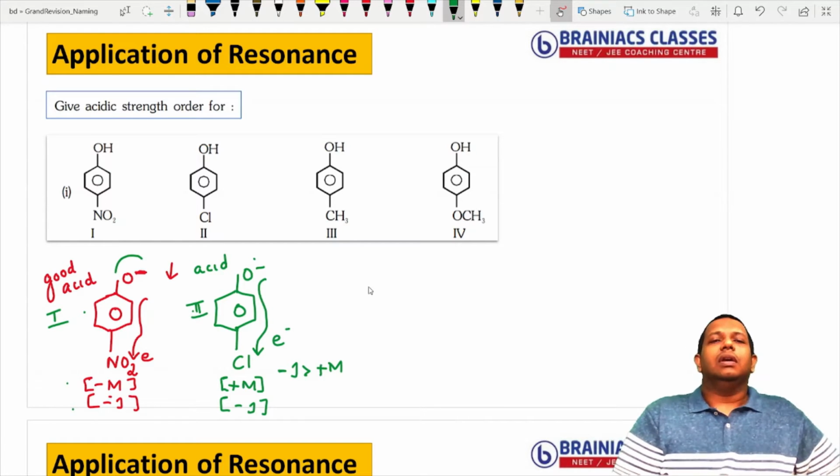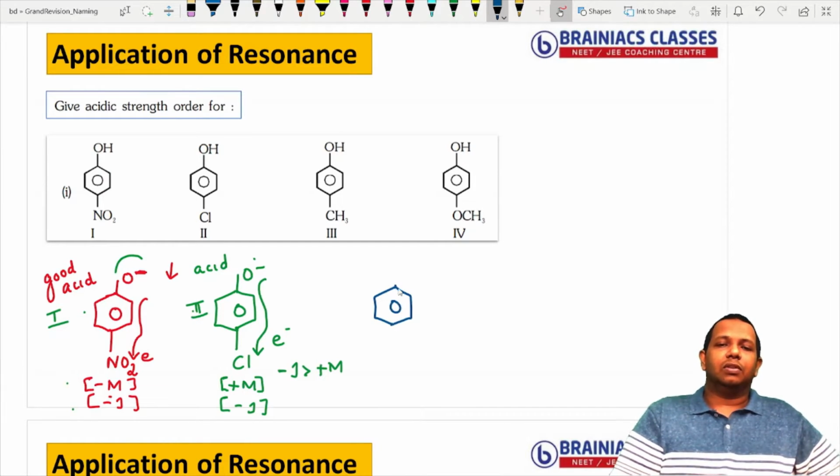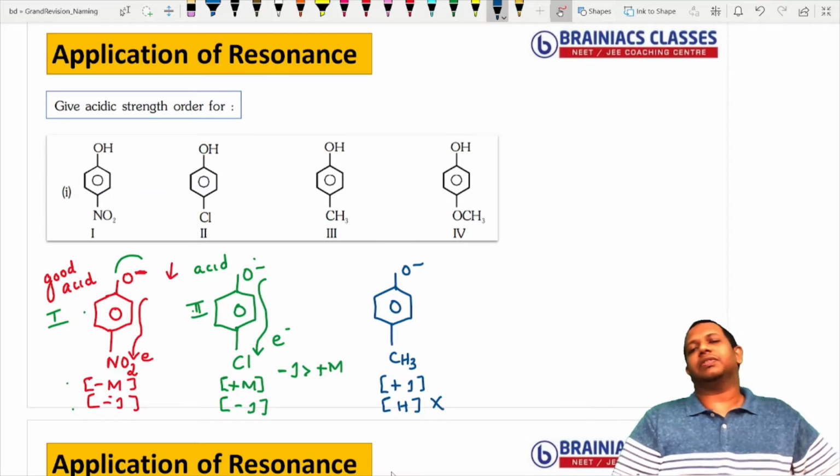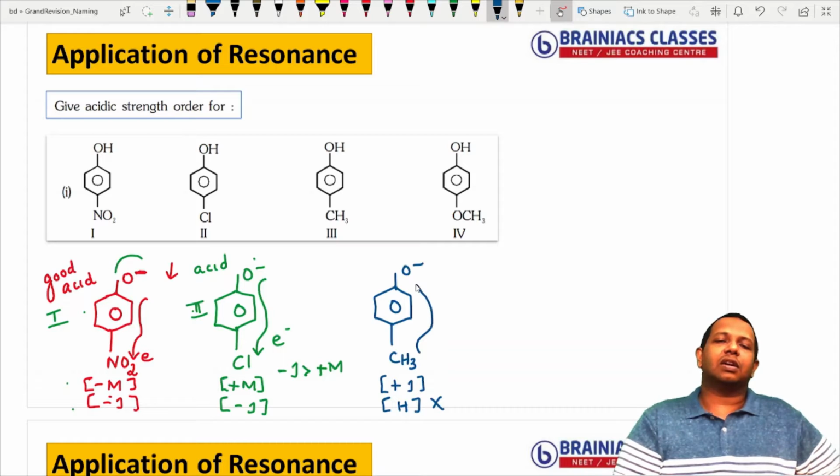Okay. Now going to the third one, you can see again you have phenolic derivative. So after removing the H plus, this becomes phenoxide ion, and you have CH3 group connected here. So what is the effect of CH3 group? We know CH3 group has plus I effect, and also the CH3 group has hyperconjugation. But here minus charge is there, so hyperconjugation is not applicable. So plus I effect means it will donate electrons to the ring. So electron will move away from the group. That is called plus I effect.